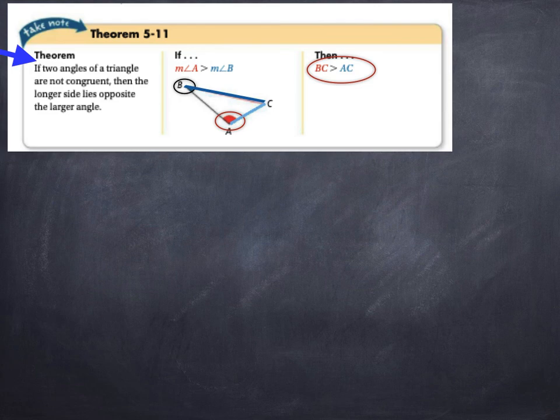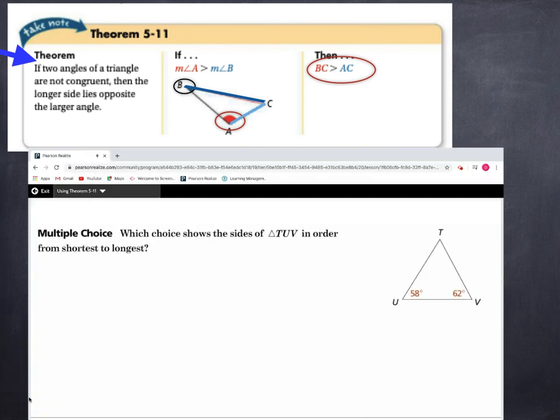Now let's have this video for Got It 3. In this problem, you will use theorem 5-11. Which choice shows the sides of triangle TUV in order from shortest to longest? Your choices are A. Segment TV, segment UV, segment UT. B. Segment UT, segment UV, segment TV. C. Segment UV, segment UT, segment TV. Or D. Segment TV, segment UT, segment UV.